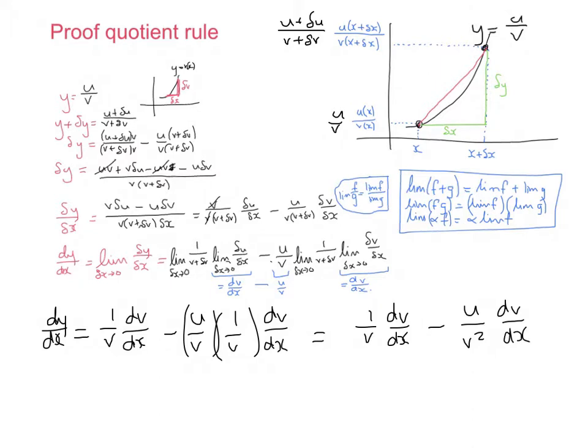Now if we multiply top and bottom of the first one by v, then we can write it in the usual way that we're used to: v du by dx minus u dv by dx, all over v squared.